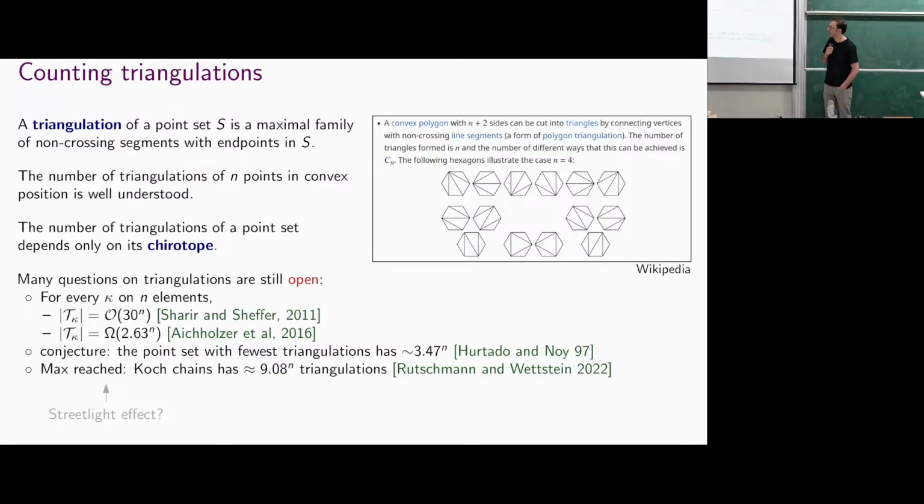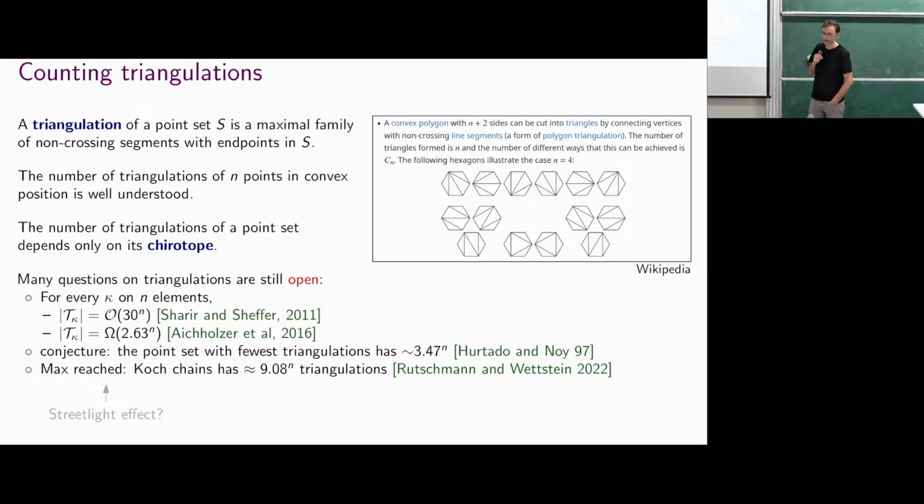I see. So when points are in convex position, is the number maximized or minimized or somewhere in the middle? It's 4 to the n, roughly speaking. Isn't it the Catalan number? Yeah, Catalan is 4 to the n, roughly. Okay. And so it's neither on the low end nor on the high end, even though one may think it's a natural candidate to be extreme.